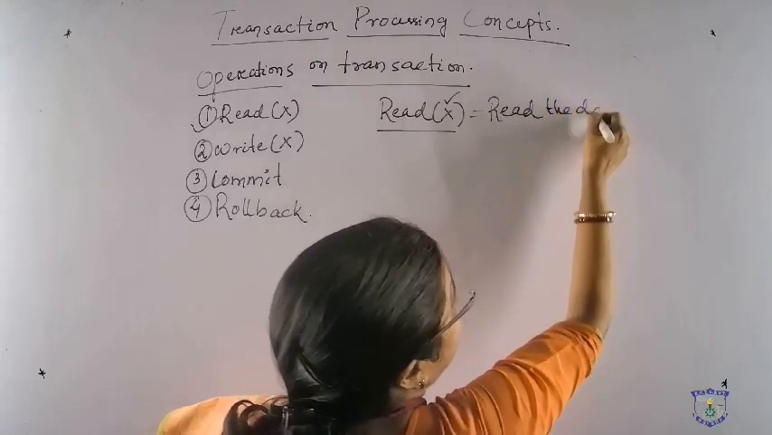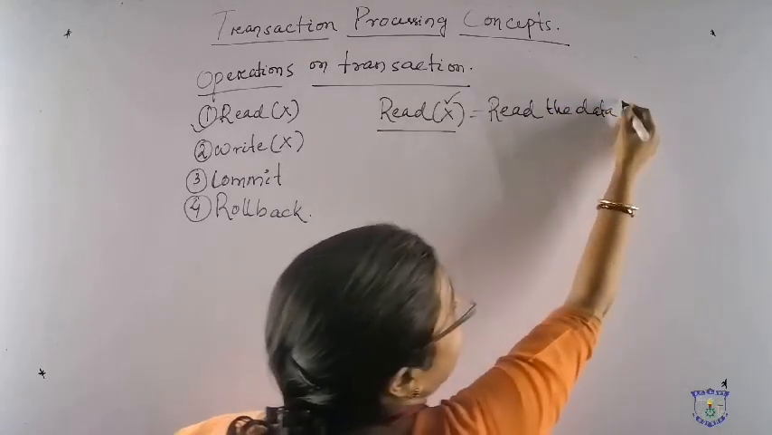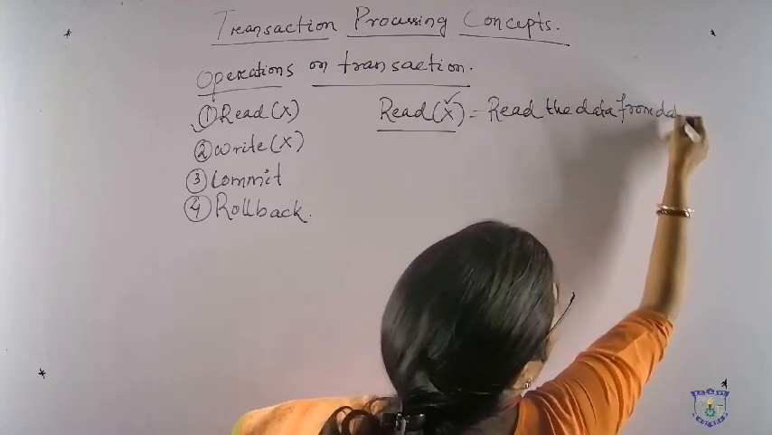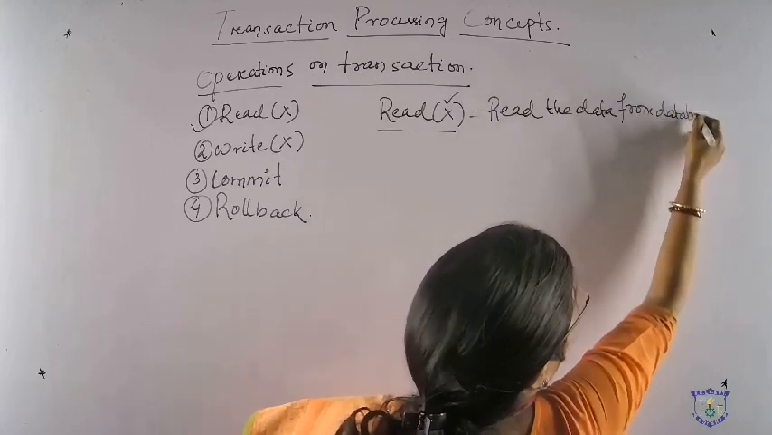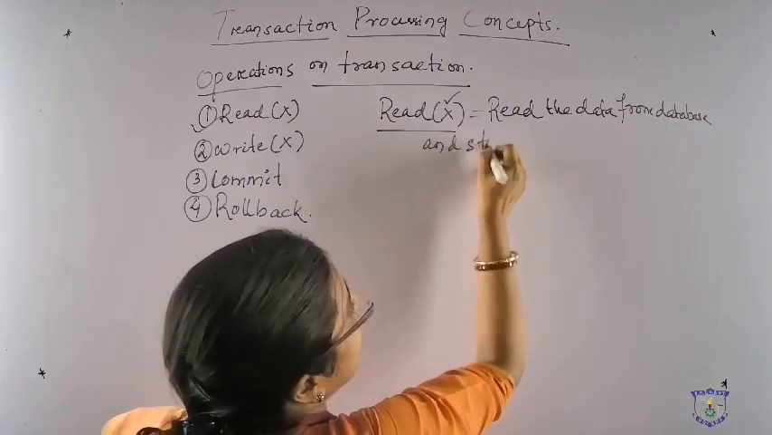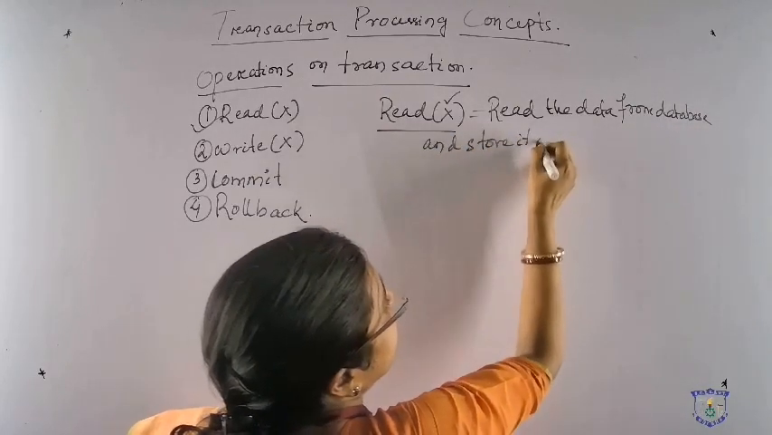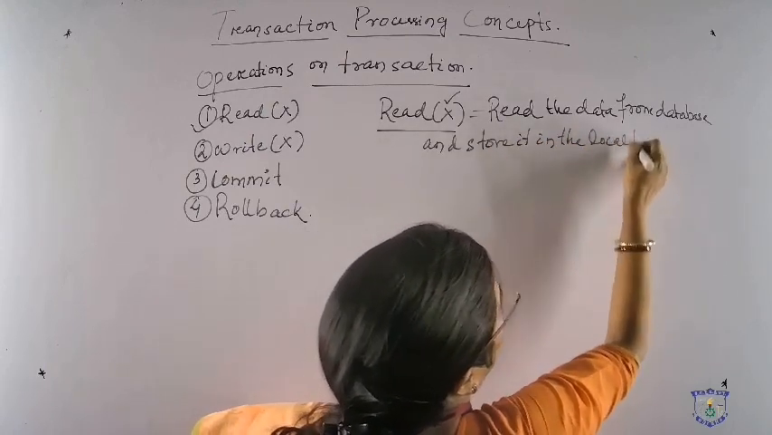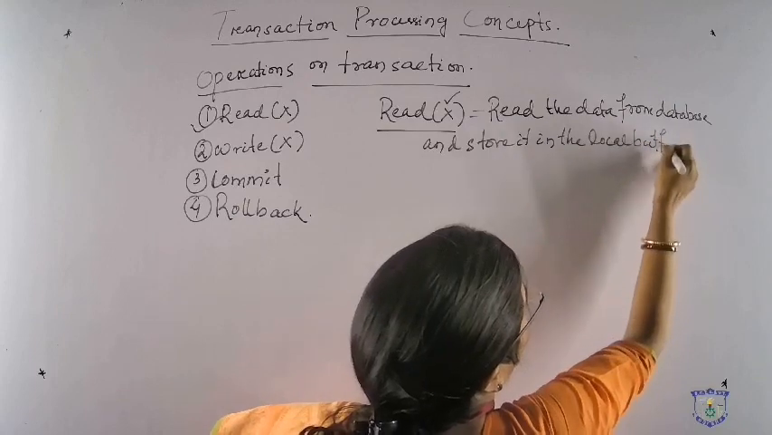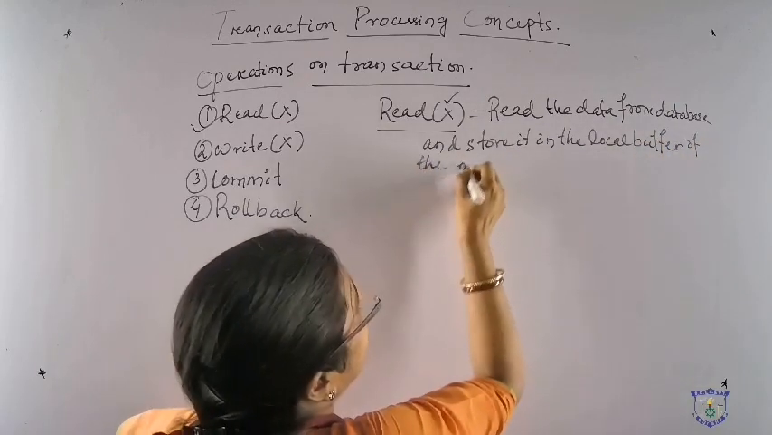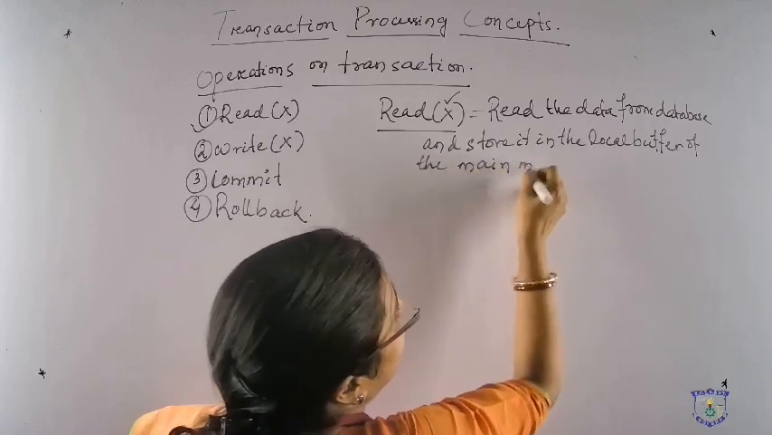So let's write: reading of X means read the data from the database and store it in the local buffer of the main memory.